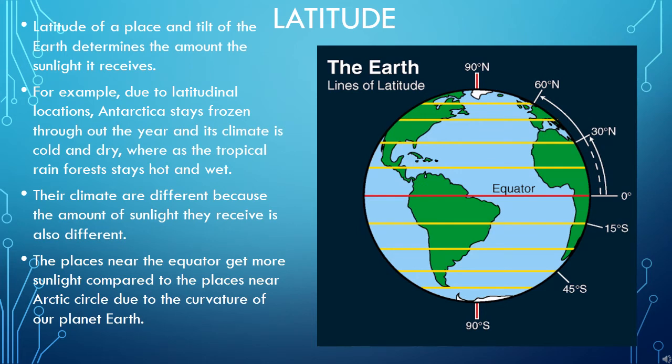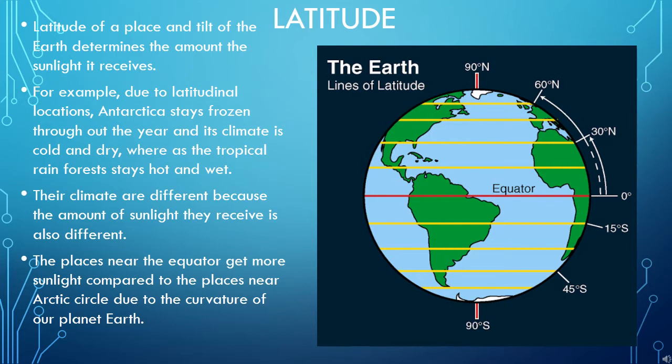Let us start with latitude. The latitude of a place and the tilt of the earth determine the amount of sunlight it receives. Due to the tilt of the earth and the latitudinal position, the sun rays received are different at different places. Now let us understand the latitudinal position with an example of two different places.